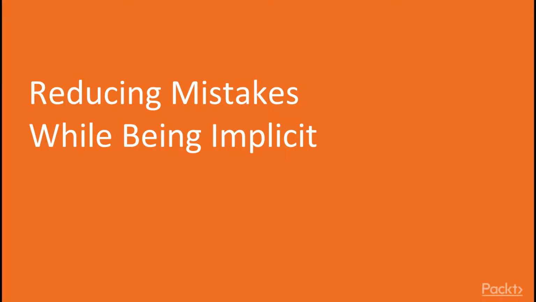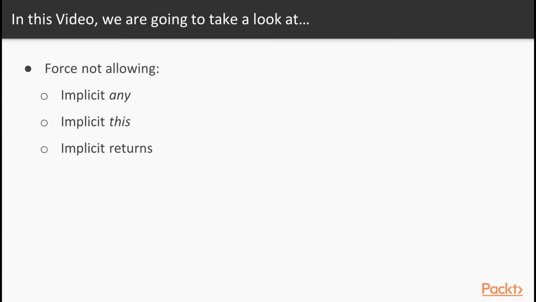Now we move on to the first video of this section, and it's on reducing mistakes from implicit types. In this video, we're going to look at how we can make the compiler stricter. First, we'll look at not allowing implicit any types, then the this parameter, and how we can force not allowing an implicit this, and finally, at not allowing implicit returns.